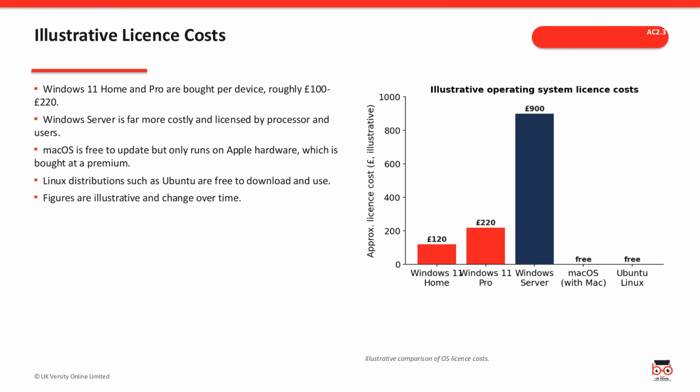Let's talk actual money, bearing in mind these figures are illustrative and do drift over time. Windows 11 Home and Pro are bought per device, somewhere around £100 to £220. Windows Server costs far more and is licensed by processor and by users. macOS is free to update but only runs on Apple hardware, which you pay a premium for. And Linux distributions like Ubuntu are simply free to download and use.